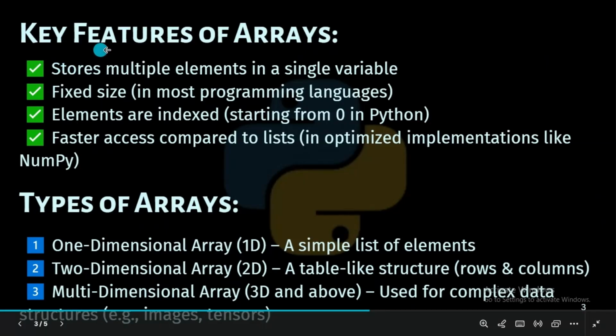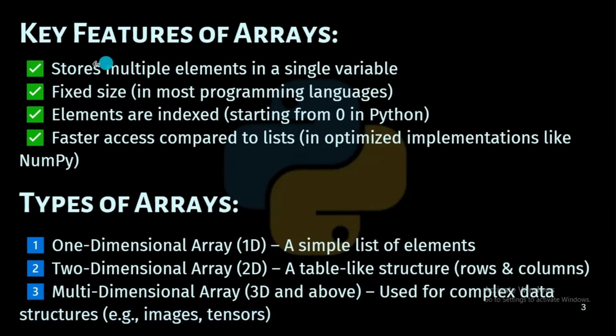Let us understand the key features of an array. An array stores multiple elements in a single variable. The size is fixed in most programming languages. Elements are indexed, starting from zero in Python, and it gives faster access compared to a list.